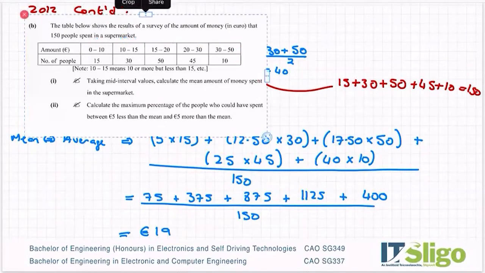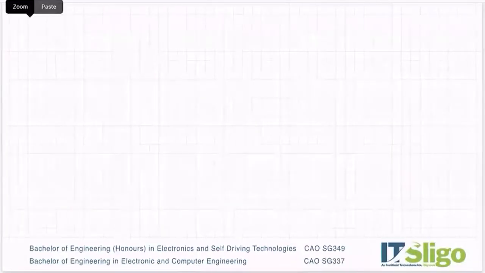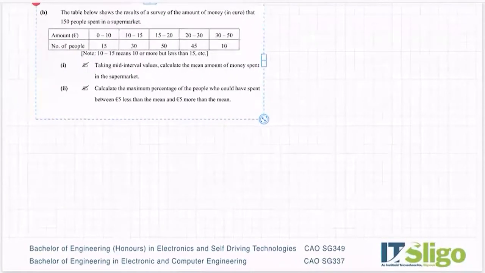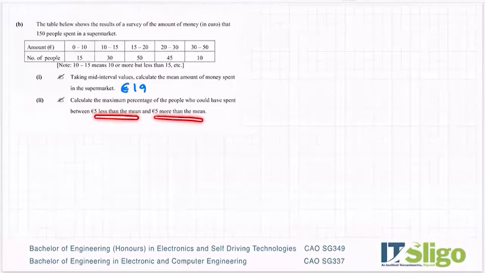Okay, I'm just going to copy the question now because I need more space. I'll just paste it on here. Okay, so our mean value we worked out to be 19 euros. So part 2, calculate the maximum percentage of the people who could have spent between 5 euros less than the mean and 5 euros more than the mean.